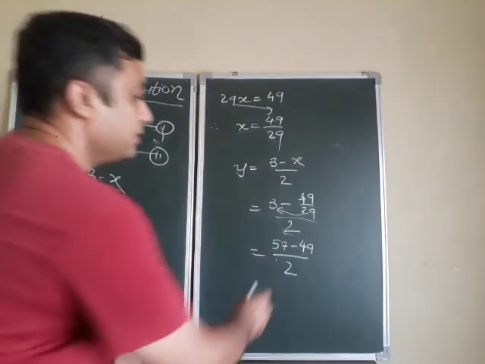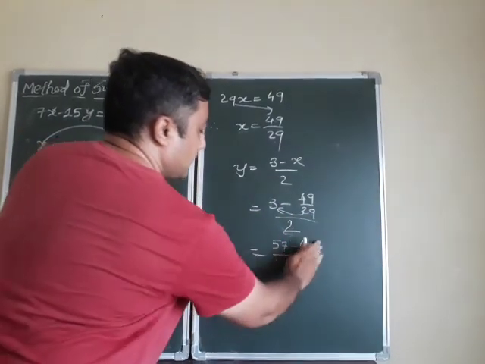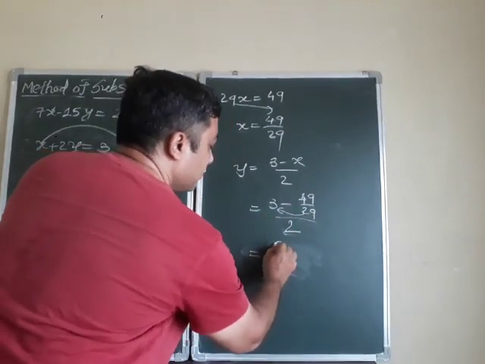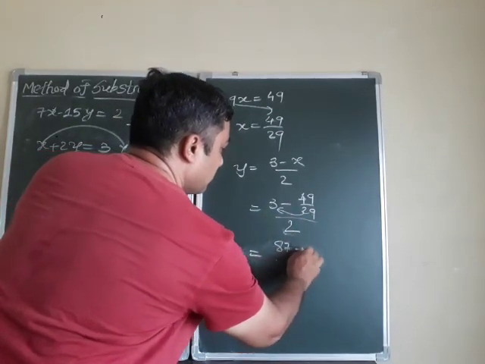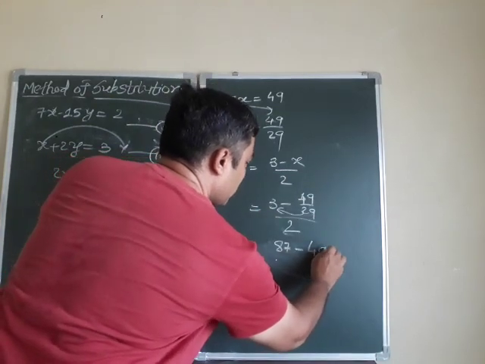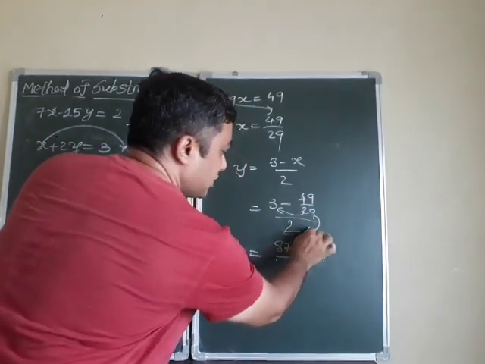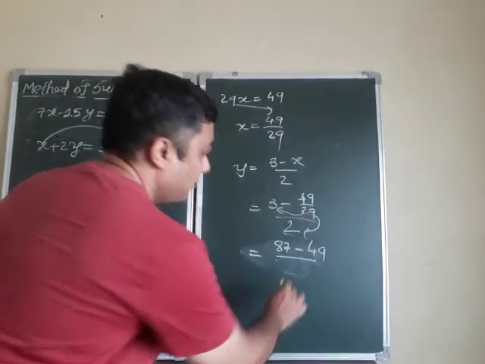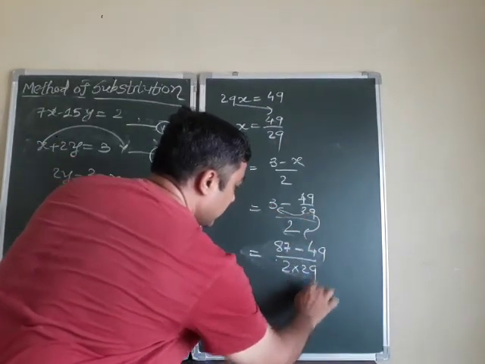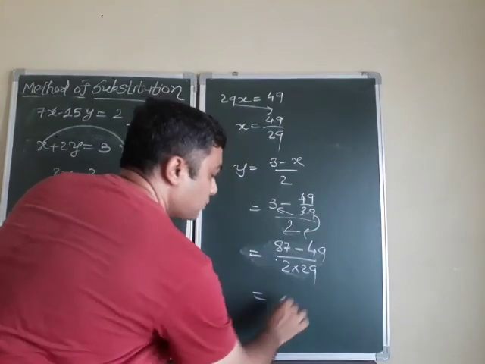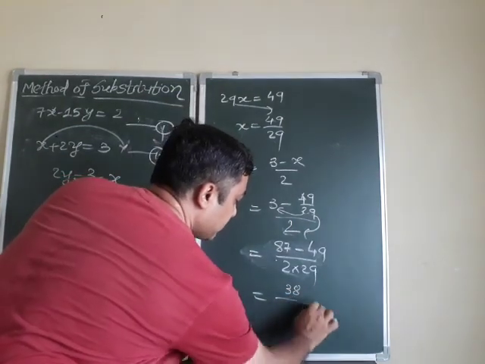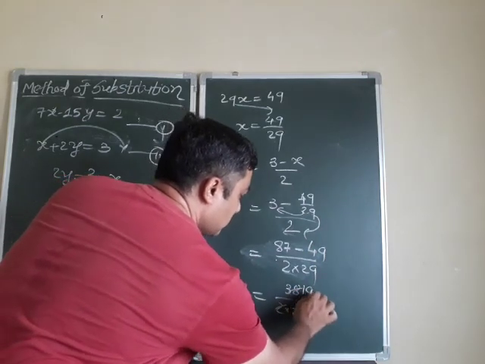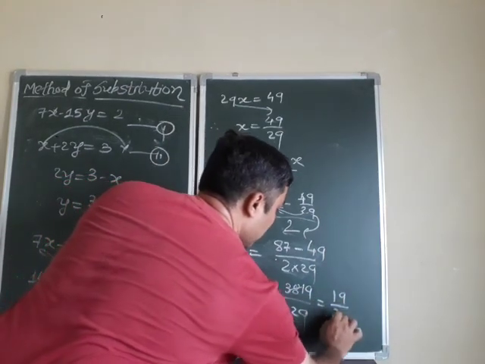See, this is 29 into 3. Here I make a mistake. So 29 into 3 is 87 minus 49, and this 29 comes in the denominator after taking the LCM. So this is 2 into 29. Now 87 minus 49 gives 38 upon 2 into 29. Now 2 19s are 38, so it is equal to 19 upon 29.